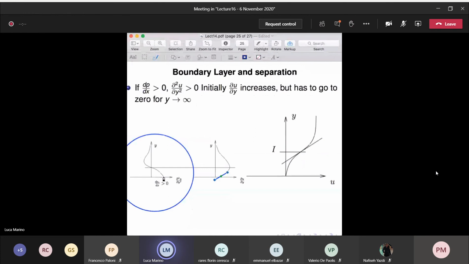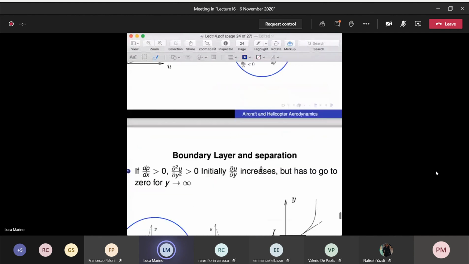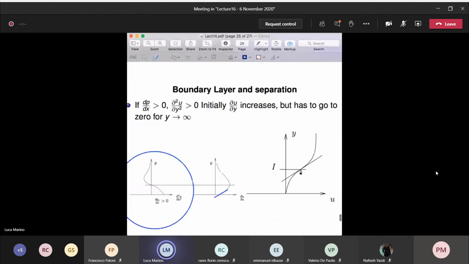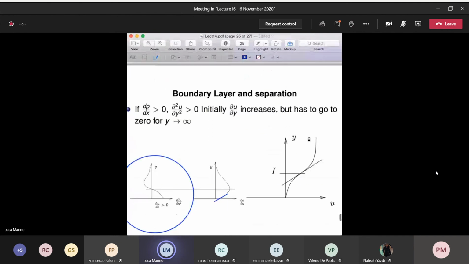Here the concavity is in this direction. Instead, here it is always the same sign of concavity. So you have an inflection point here where you have the 0, and then you recover the behavior that you have also here, going to the external value of the speed.